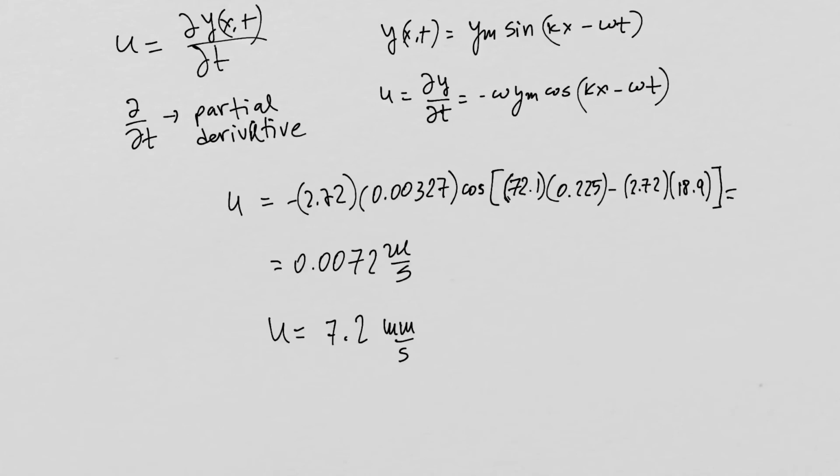So substituting the values for omega, ym, the wave number k, the position x, and the time t in the expression for the transverse velocity, calculating the result, I get 0.072 meters per second or 7.2 millimeters per second. So this is the transverse velocity of a string element. If this is the string element here, the dm, it is oscillating up and down with 7.2 millimeters per second.